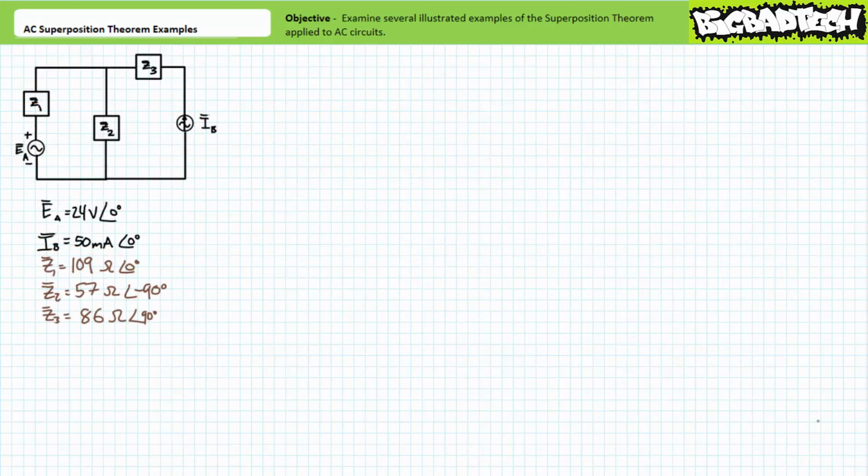Our second illustrated example problem features a series parallel combination of two sources and three impedance elements. Voltage source EA has a value of 24 volts at an angle of 0 degrees. Current source IB has a value of 50 milliamperes at an angle of 0 degrees. Impedance element Z1 has a value of 109 ohms at an angle of 0 degrees. Impedance element Z2 has a value of 57 ohms at an angle of negative 90 degrees. And finally, impedance element Z3 has a value of 86 ohms at an angle of 90 degrees.